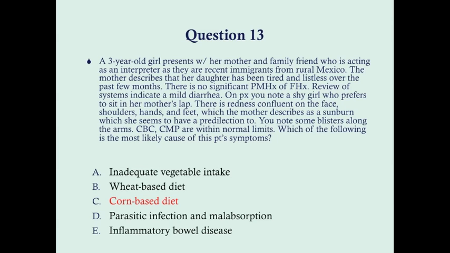Now, there are some other possibilities. Inadequate vegetable intake, probably not. You tend to have niacin in a lot of different vegetables, and we don't necessarily have inadequate vegetable intake as part of this problem. We don't see any real abnormalities in the patient's diet. And if you ask mom if she's a picky eater, she'll probably say no.